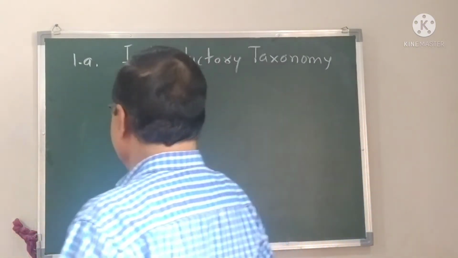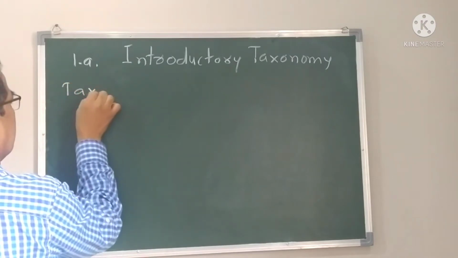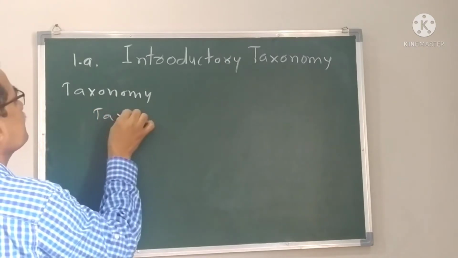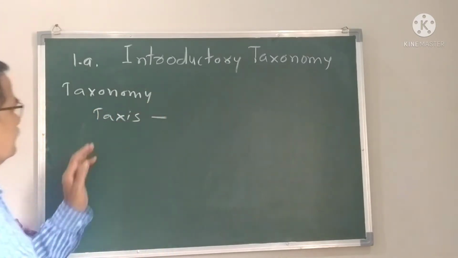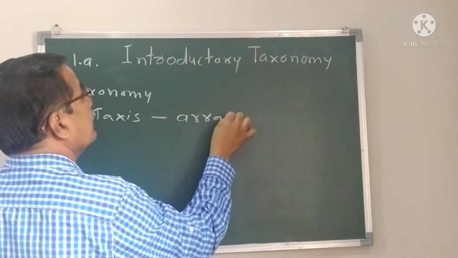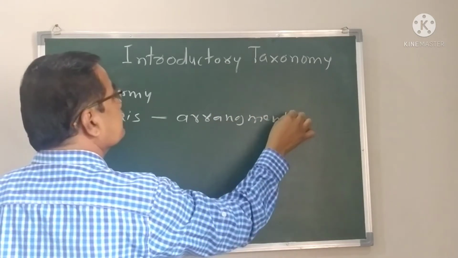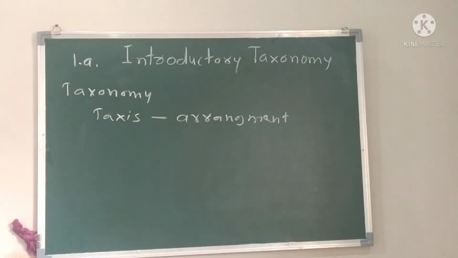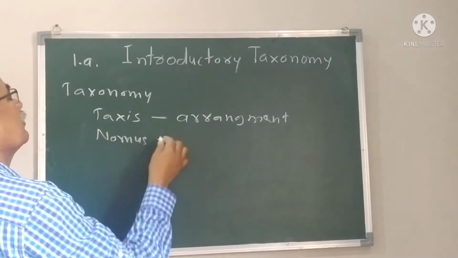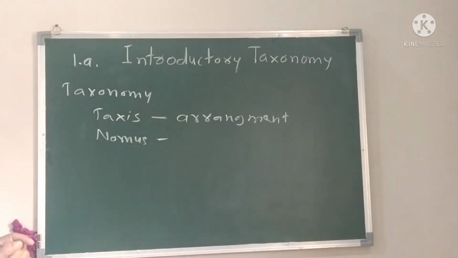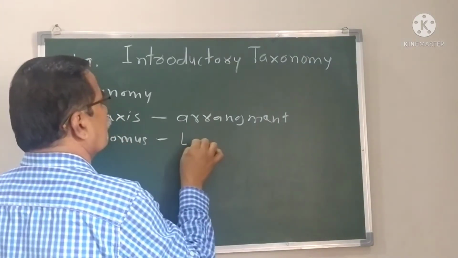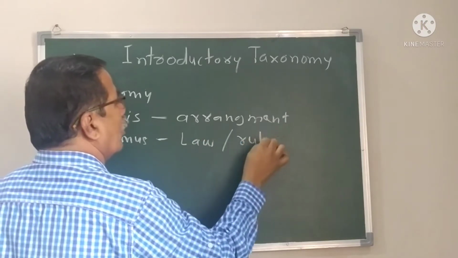Here, taxonomy. Taxonomy is a Greek word, developed from two Greek words. Taxis means arrangement, and nomos means law or rule.